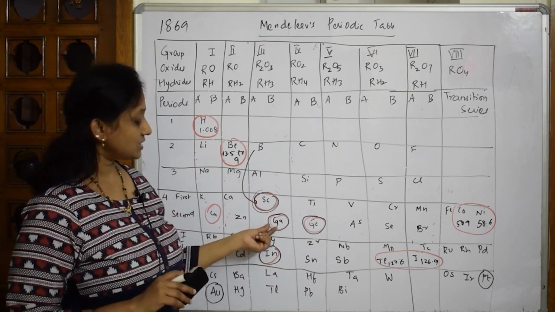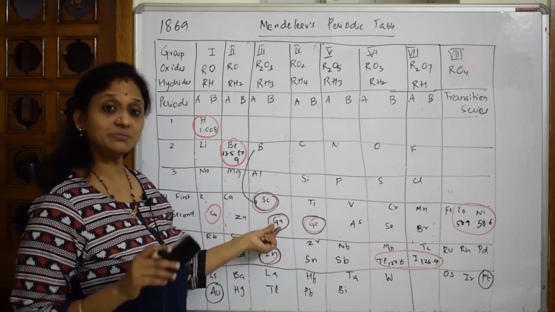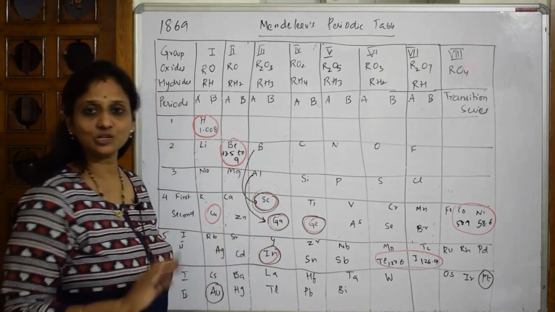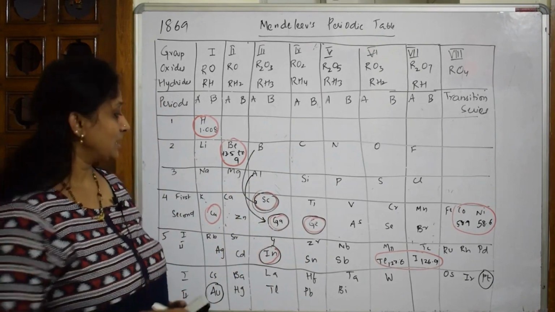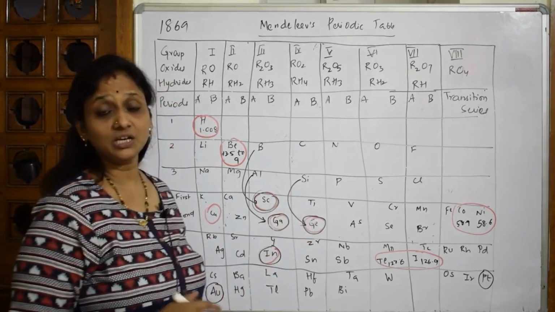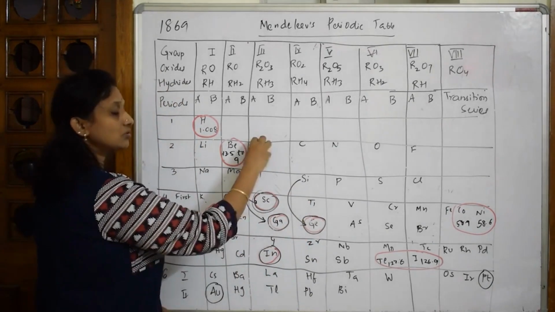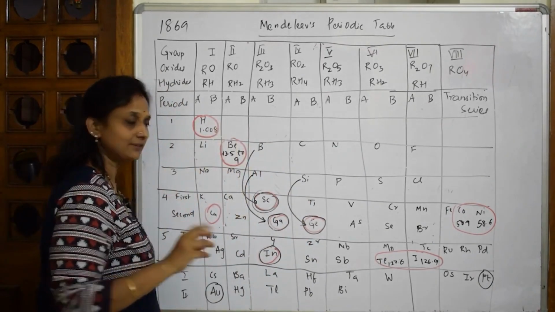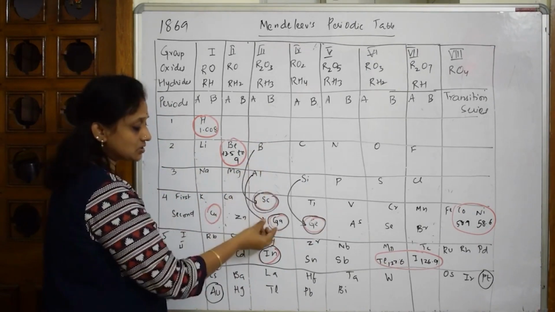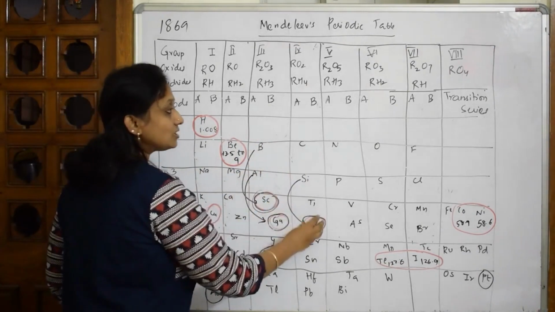Yes. Then what did he say? Eka aluminium. The element which was discovered later, Eka aluminium, is nothing but gallium. That also just fit into that. Then he said Eka silicon, that is nothing but germanium. So the next discovery, Eka boron, means the first merit of Mendeleev. Eka boron is called scandium. Eka aluminium is called gallium. Eka silicon is called germanium.